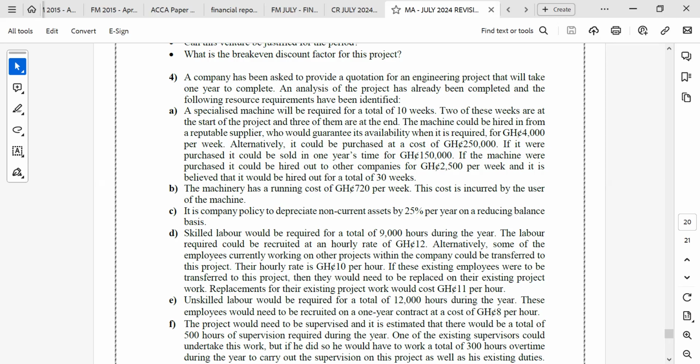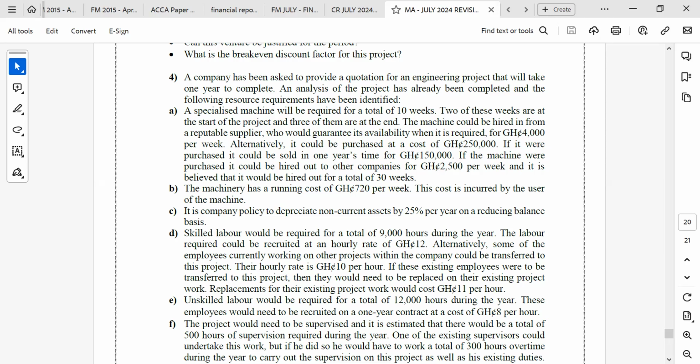E, unskilled labor will be required for a total of 12,000 hours during the year. These employees will need to be recruited on 1 year contract at a cost of 8 Ghana cedis per hour. F, the project will need to be supervised and it is estimated that there will be a total of 500 hours of supervision required during the year.